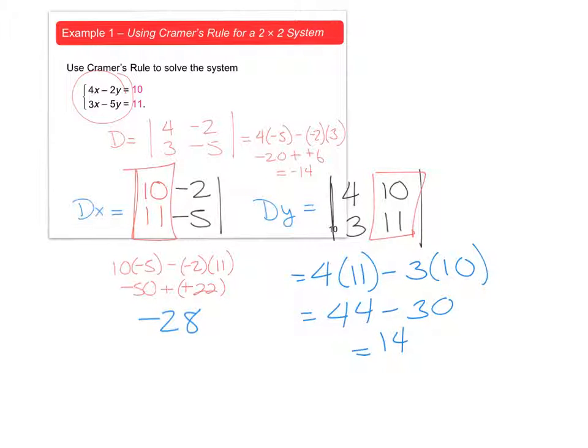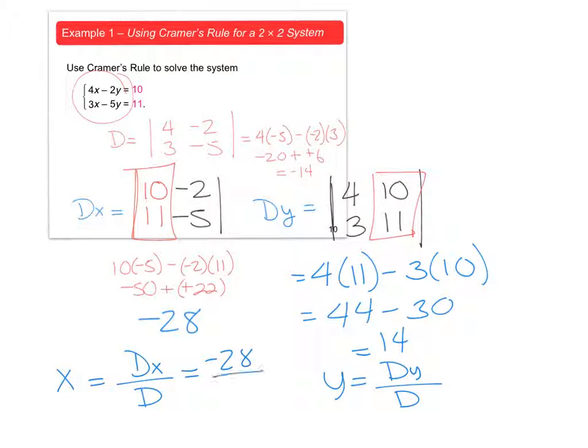So according to Cramer's rule, if I take the ratio of dx over d, I will end up with what the value of x is. And for y, if I take dy over d, I will end up with what the value is for y. So dx, we already solved for that one. We said that was -28. And d, we said, was -14. So when I simplify that, I'm going to get the solution as 2. Good.